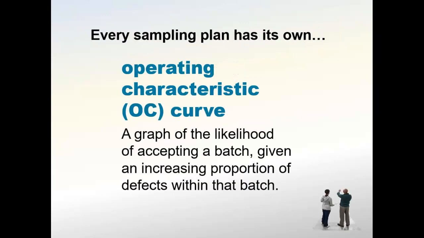And an operating characteristic curve illustrates a particular plan's response to a range of defectiveness. So it is a graph of the likelihood of accepting a batch given an increasing proportion of defects within that batch. So again, the operating characteristic curve, or OC, is a graph of the likelihood of accepting a batch given an increasing proportion of defects within that batch.